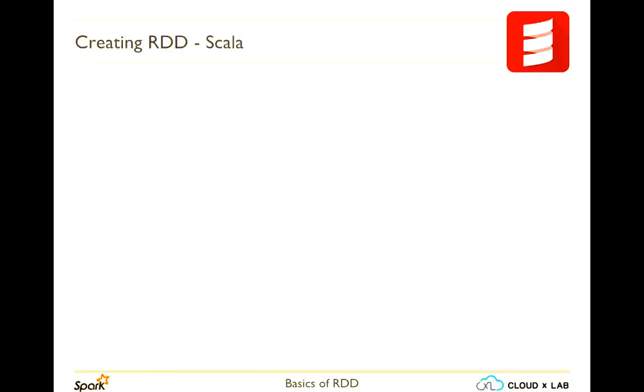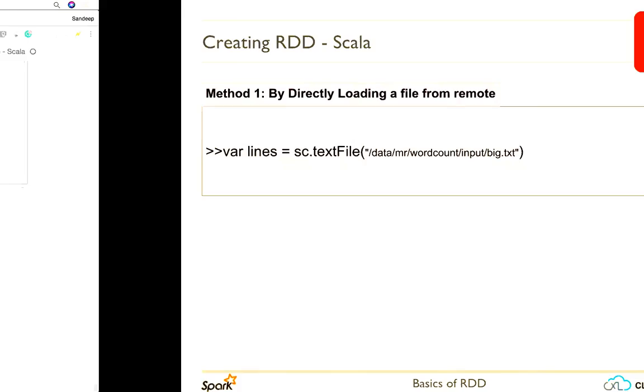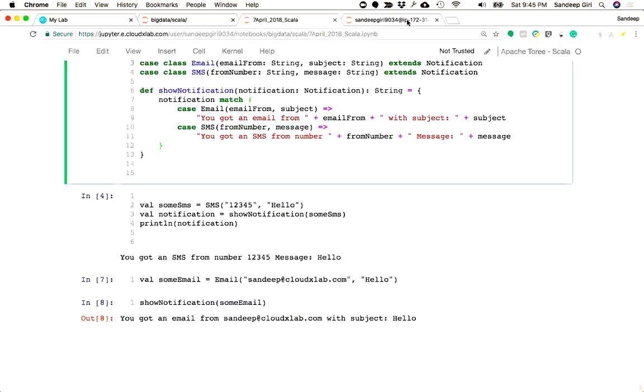All right, so let's go ahead. The first thing that we need to do is learn how to create an RDD. The easiest way is using sc.textFile. Using sc.textFile, we can create an RDD. I'm going to use Spark Shell.